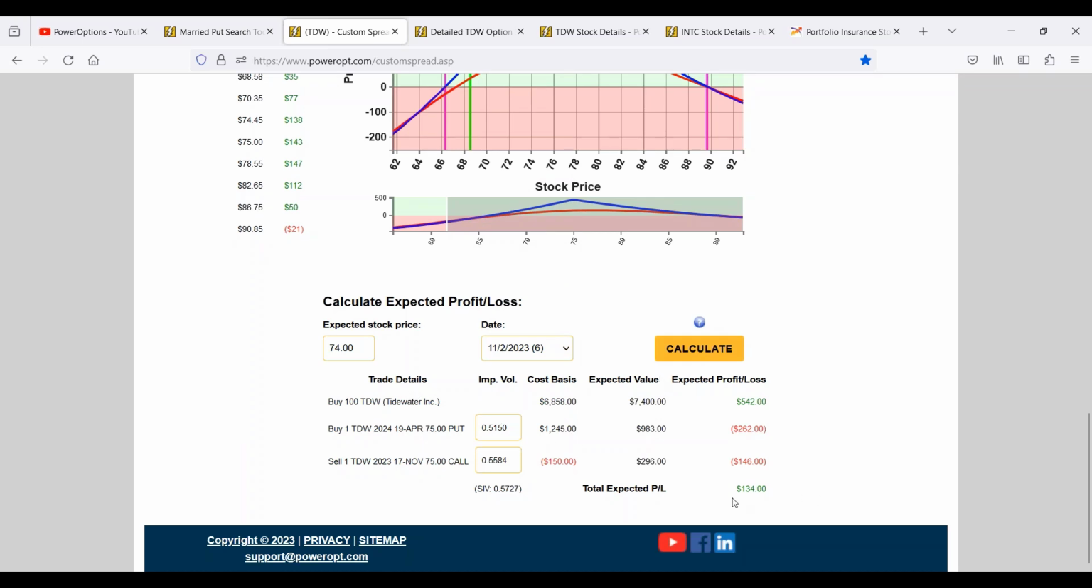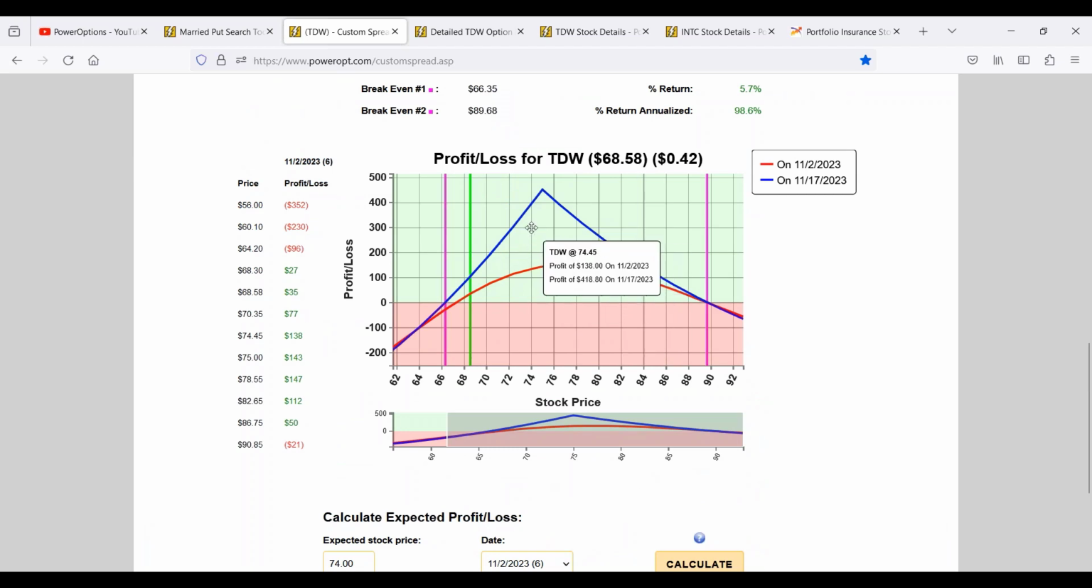Well, using those values, it's showing me a small profit of $134. That doesn't seem right here. Oh, because we still have a long way to go to expiration. That's about right. Yeah, 11.2, but looking at a profit about 138, 74.45. Yeah, so we're right in that wheelhouse range that we're looking at.